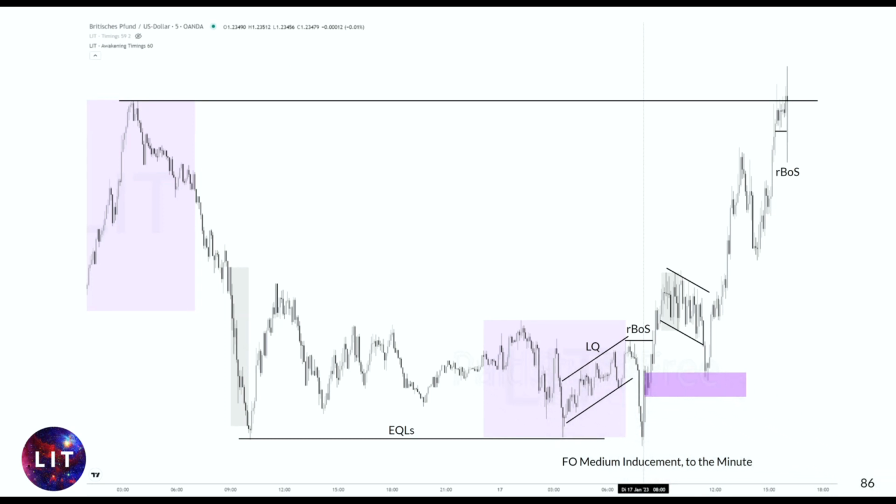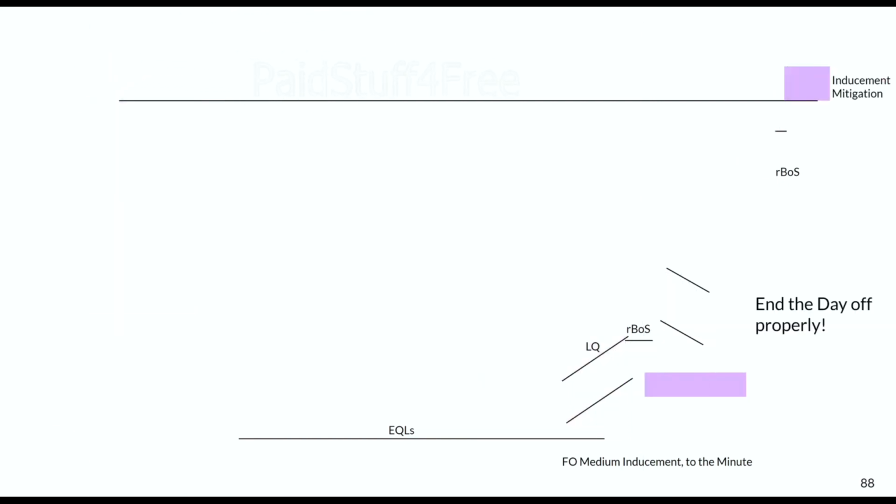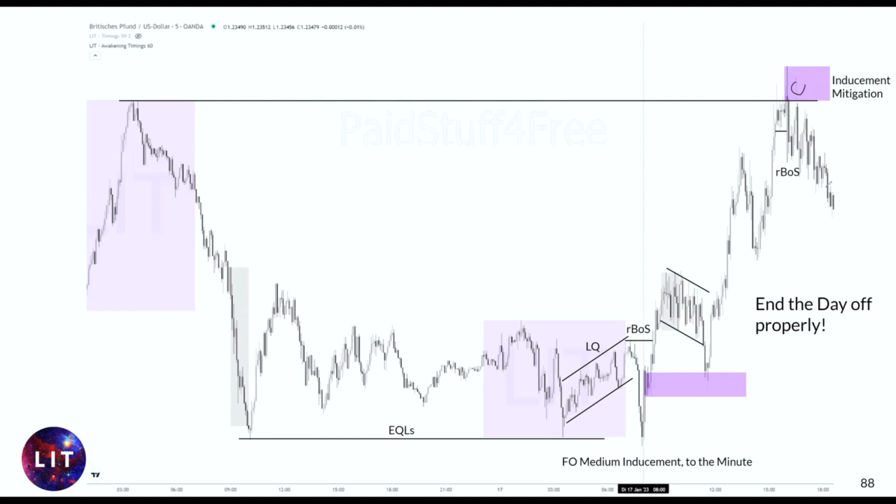So what can we do after relevant break of structure, after medium inducement, after all the liquidity is created to the upside and everyone and their sister is getting to the buy side? We wait for the relevant break of structure away from the medium inducement, marking our medium inducement mitigation, wait until price gets in there, and we're good for a reaction. Absolutely gorgeous, right? So that's how the day ends off properly.